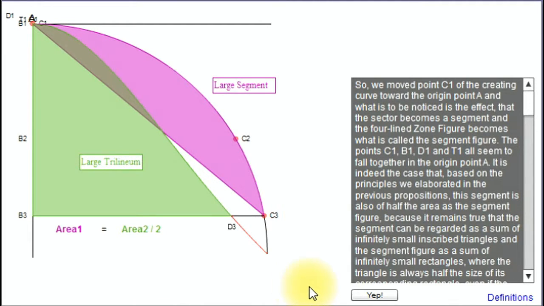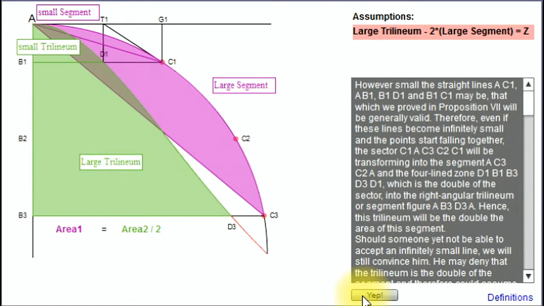And this is done in the same style as in proposition 7 by applying an indirect proof, a deduction ad absurdum. And for this purpose, we're going to go back a little with our C1 point in order to make up partial areas which we need to build our indirect proof.